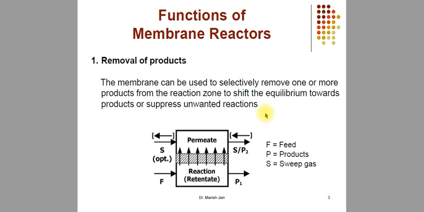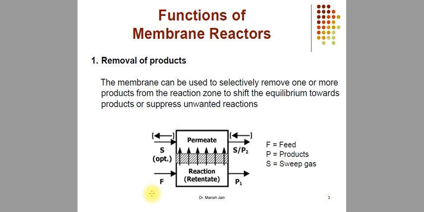Basically, suppose there is a reversible reaction. To shift the reaction in the forward direction, you need to remove the product from the reactor, otherwise it will achieve equilibrium. For removal of the product from the reactor, you can use a membrane separation process. So here this is the reactor, the reaction zone, this is the feed, this is the product P1, and this is the product P2.